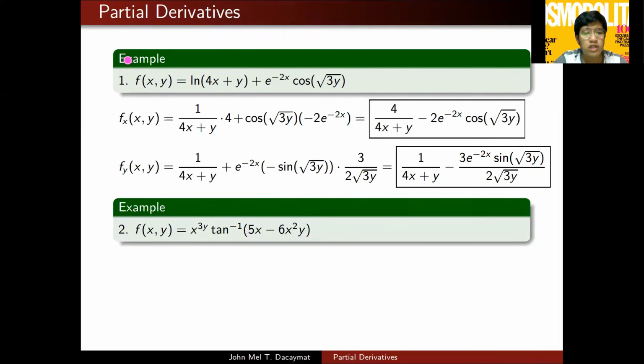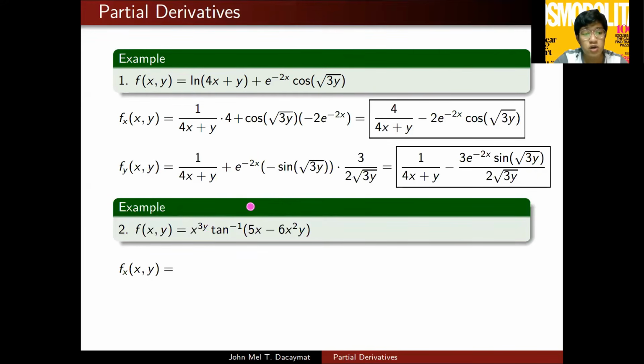Given this function, I want to get the derivative with respect to x and with respect to y. F sub x muna tayo. So, itong x to the 3y has an x. Tapos, itong tangent inverse may x din sa loob. So, I have the variable x in both terms. So, I might need to use product rule.